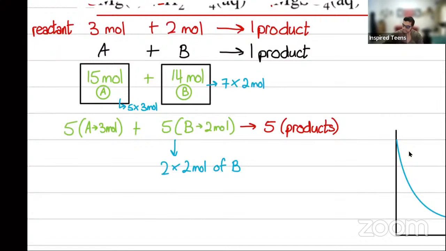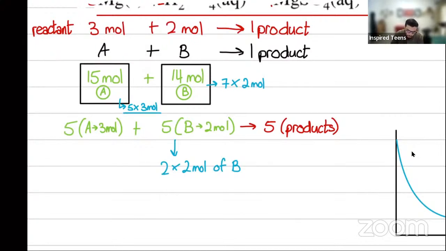One of these is going to limit your reaction. And how do you determine that? From our 15 moles of reactant A that we are given, we determine how many bundles we can form in order for our reaction to occur. We know in our reaction we need 3 moles, so we group this 15 moles into 3 mole bundles, and we know that we can form 5 of them.